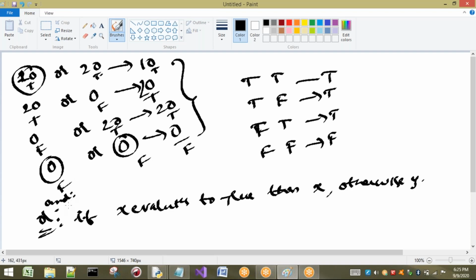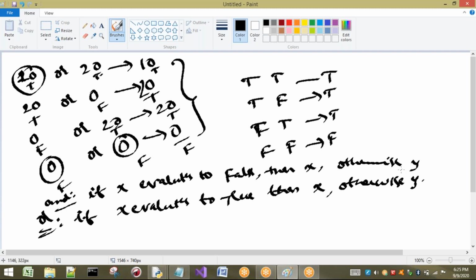What is the AND case? You have to understand the small difference, the reverse will be there. If x evaluates to false, then x, otherwise y. Okay, here we have to observe these things. Now see, if x evaluates to true, what is the answer we are going to get? If x evaluates to true, then x, so answer is 10.